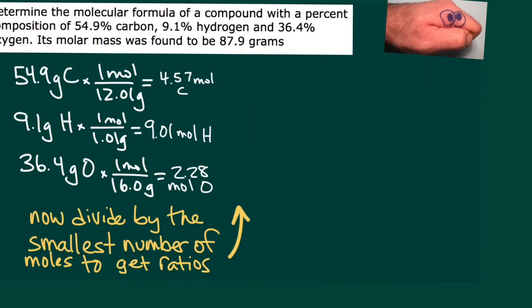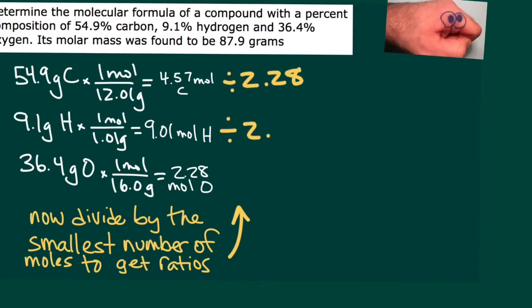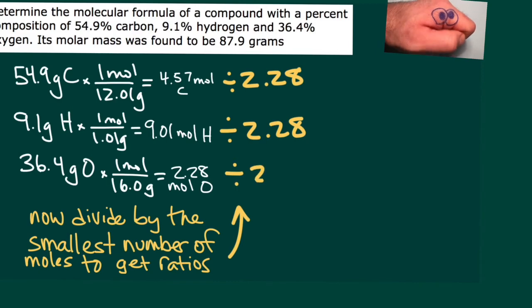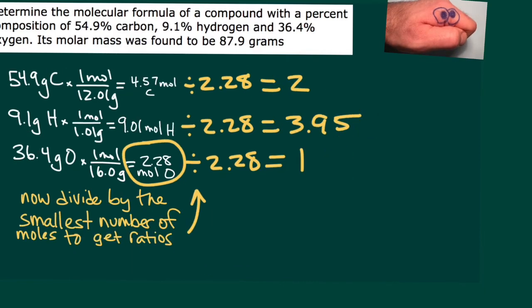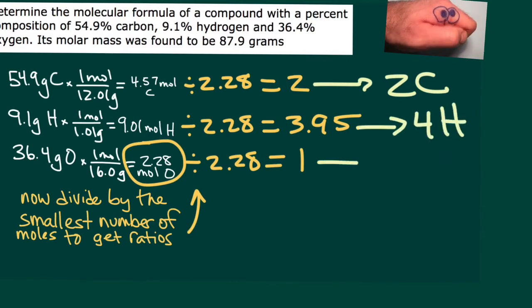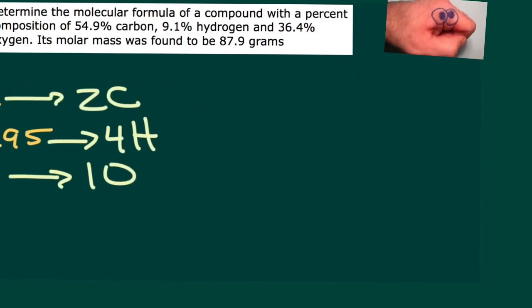Then, we divide by the smallest number we just calculated. That'll give us the lowest number of moles in the compound, setting the ratio. So we divide by 2.28. We get 2 carbons, 3.95 hydrogens, which will round to 4, and 1 oxygen. So that's the empirical formula.